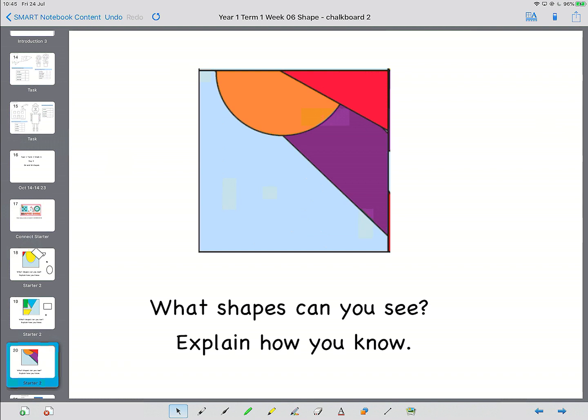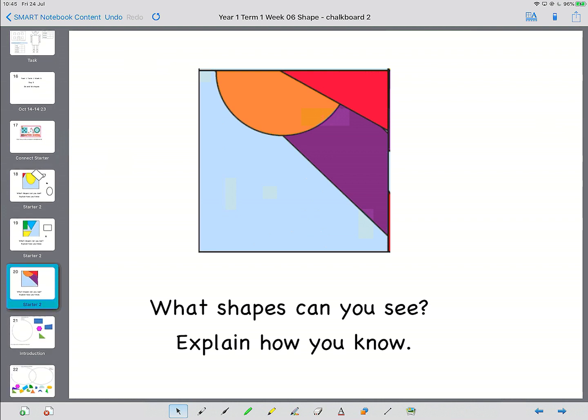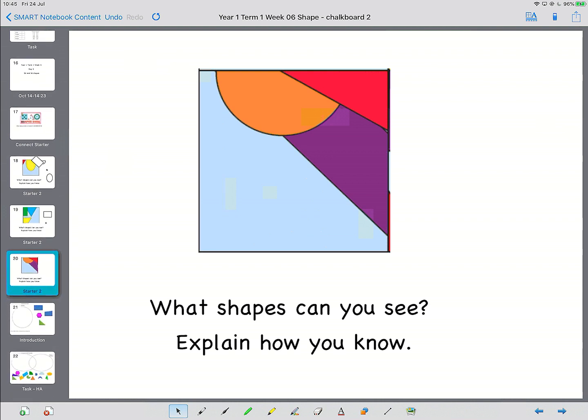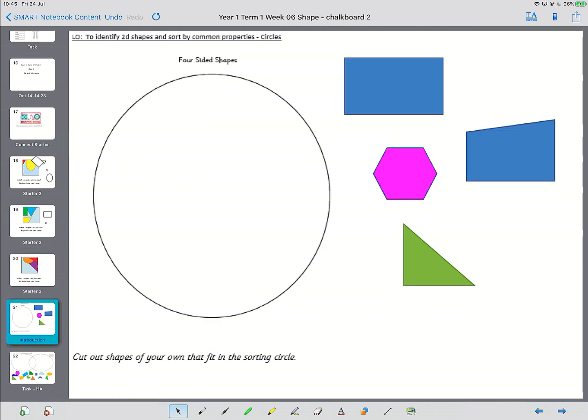Okay, so that's the starter. Now we're going to have a look at the main part of today's lesson. What we're going to be doing is sorting shapes by their number of sides or by the types of sides. So I'm going to model this one and then I'm going to show you the three shapes. I'm going to talk about the last one because it's a bit more challenging.